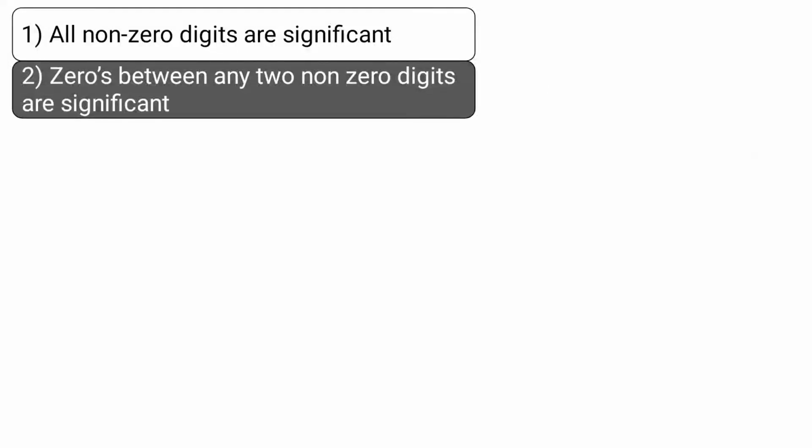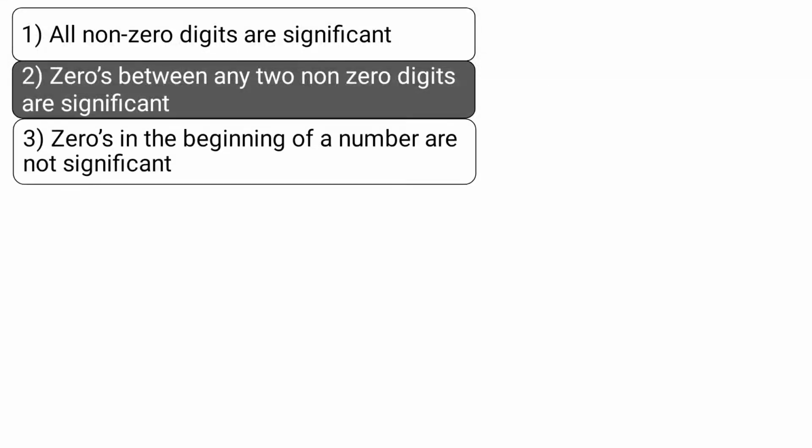Next, going to the third rule, that is, zeros which are present at the beginning of a number are said to be non-significant. If the zeros are present at the starting or at the beginning of a number, then they are said to be non-significant. Let us take the example.